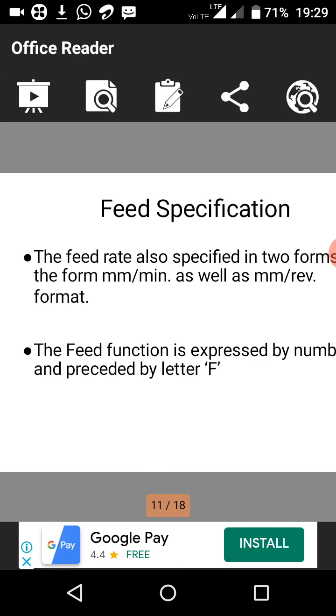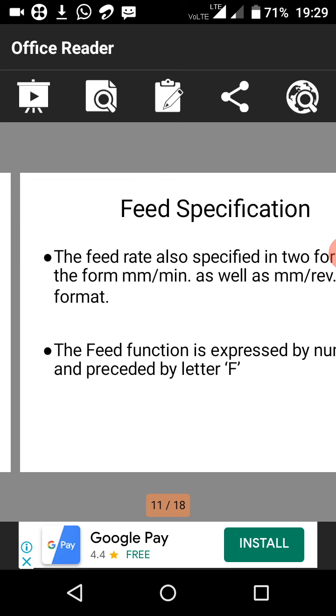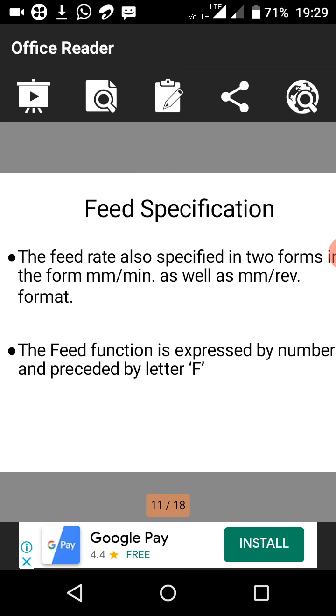Next we see feed specification. What is feed specification? The feed rate is also specified in two forms, in mm per minute as well as mm per revolution. So for feed also we can give units in two ways, mm per minute or mm per one revolution. The feed function is expressed by a number preceded by the letter F. So F indicates feed, and S indicates speed.